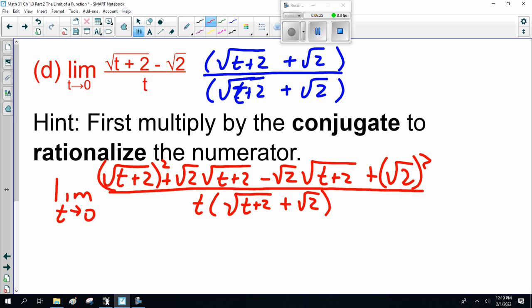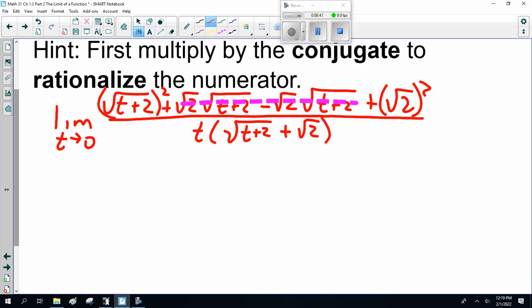The bottom, I'm not going to FOIL. It's too much work. We're rationalizing the numerator here. Now, when we do that, this cancels out. And what are we down to? This is the limit as t goes to 0 of t plus 2 plus 2.